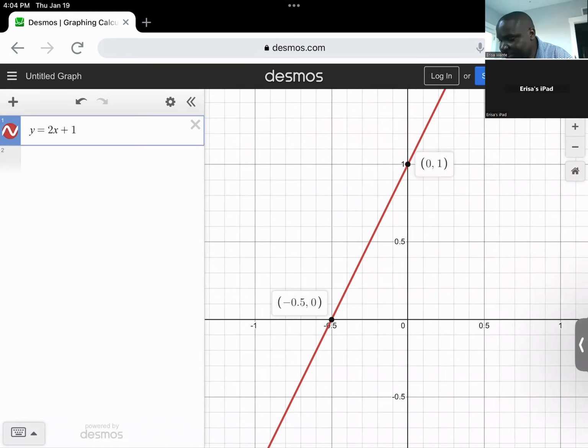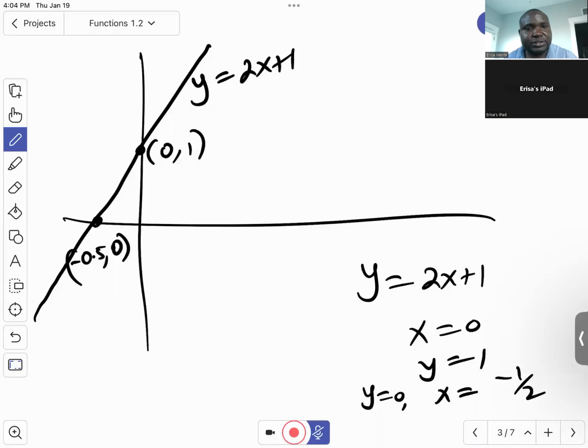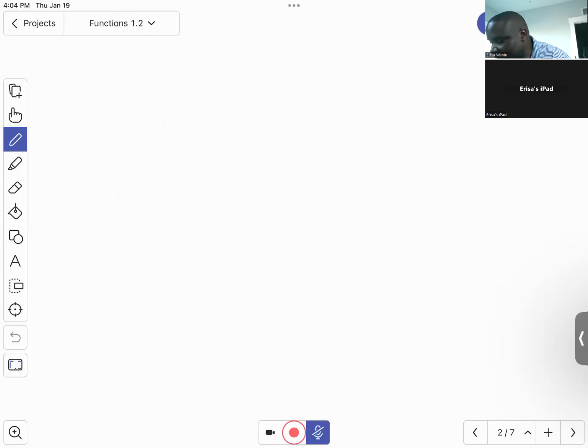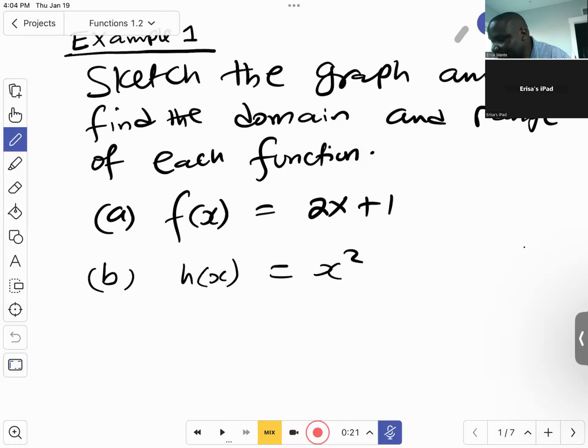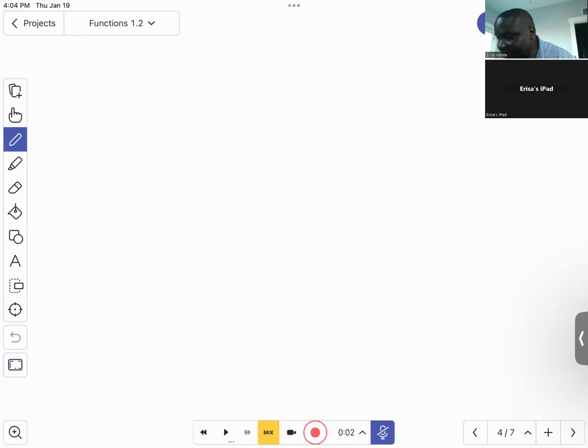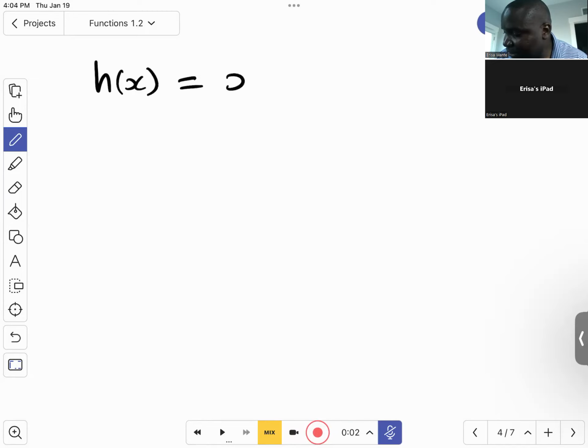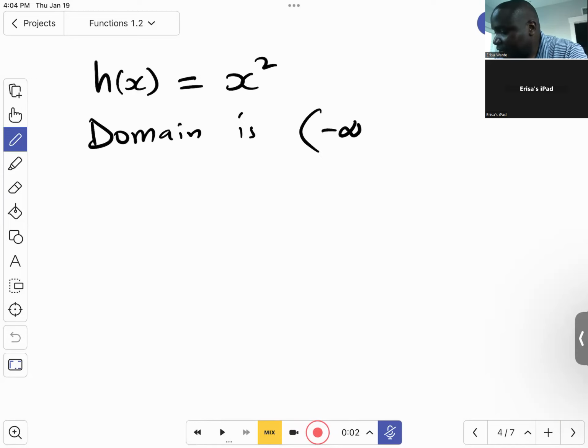The next question is to sketch h of x equals x squared. Now look at this. We know that this will be defined for all x values. So the domain is the set of negative infinity up to positive infinity.